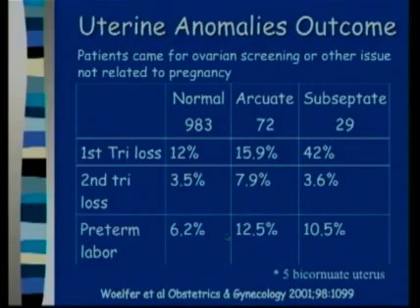It ends up that these were patients that came for ovarian screening for other reasons not related to pregnancy. First trimester losses are more common in our subseptate uteruses than in our arcuate uteruses here. And you can see that we have first trimester losses in up to 42% of septates, in contrast to the normal population, which is 12%. Second trimester losses are more common in the arcuate ones. And then look at our preterm labor, more common in the arcuates, but still almost twice as many in our subseptates as in the patient that we discussed in this case who delivered at 32 weeks.